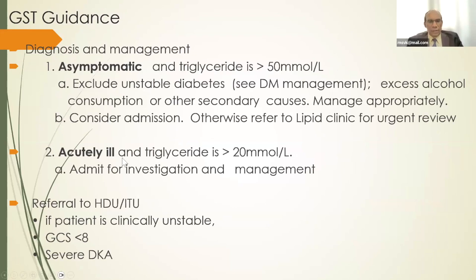But if they are acutely ill and the triglyceride is more than 20, they need immediate admission to the hospital and investigation. They may need referral to HDU, ITU, if the patient is clinically unstable or GCS less than 8, or if the patient is having diabetic ketoacidosis.